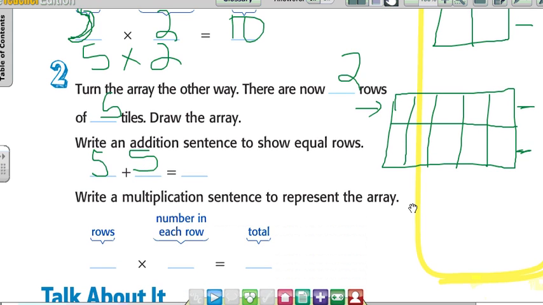And again, how many rows do I have? No, how many rows do I have? 2. And how many in each row? 5. Oh, so I can go 5 plus 5 or 2 times 5, which is 10. So 5 plus 5 is 10, and 2 times 5 is 10.